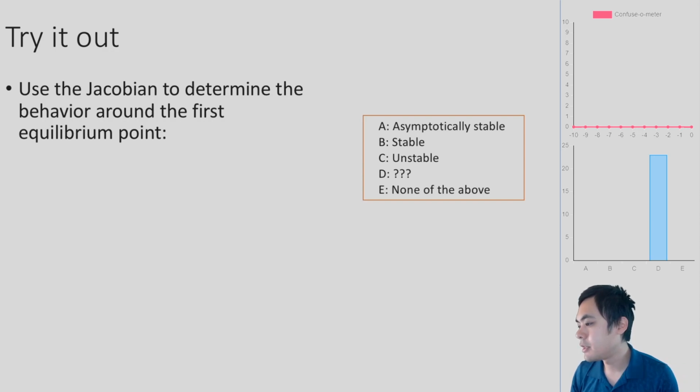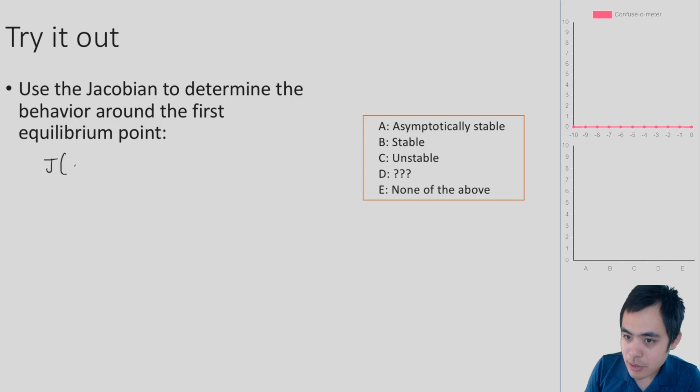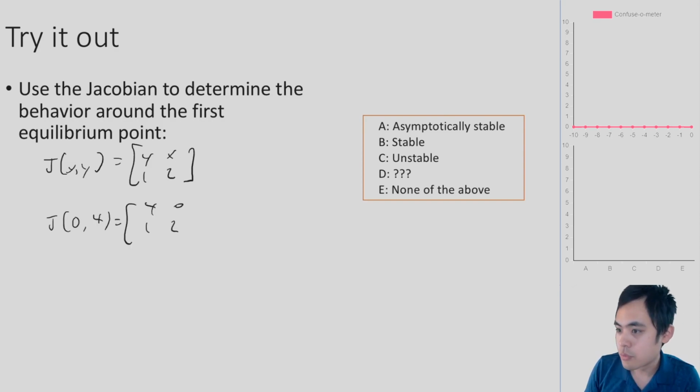Let's see, did my reset take? Oh, it just took a moment to update. Okay. So, let's copy down the Jacobian: J of xy is equal to [y, x; 1, 2]. And our first equilibrium point was (0, 4). That's equal to [4, 0; 1, 2].